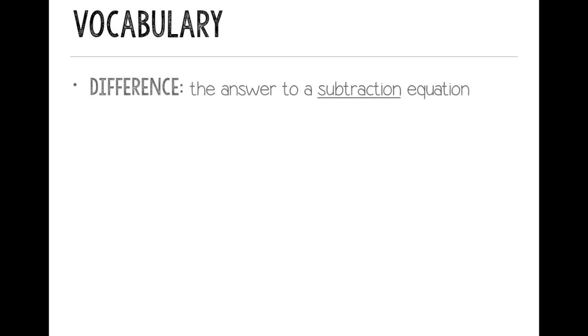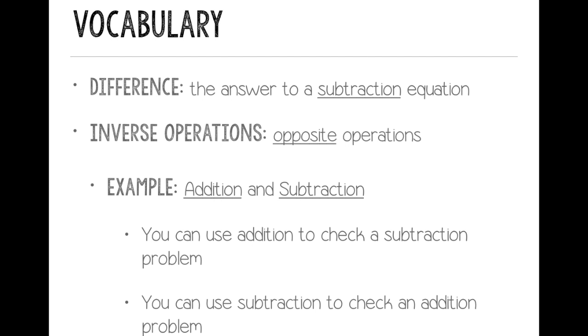Let's start with our vocabulary words. Our first word is difference, and difference means the answer to a subtraction equation. Equation is just a fancy math way of saying a problem or a number sentence. Our next word is inverse operations, and that means opposite operations, like addition and subtraction. You can use addition to check a subtraction problem, and you can use subtraction to check an addition problem.